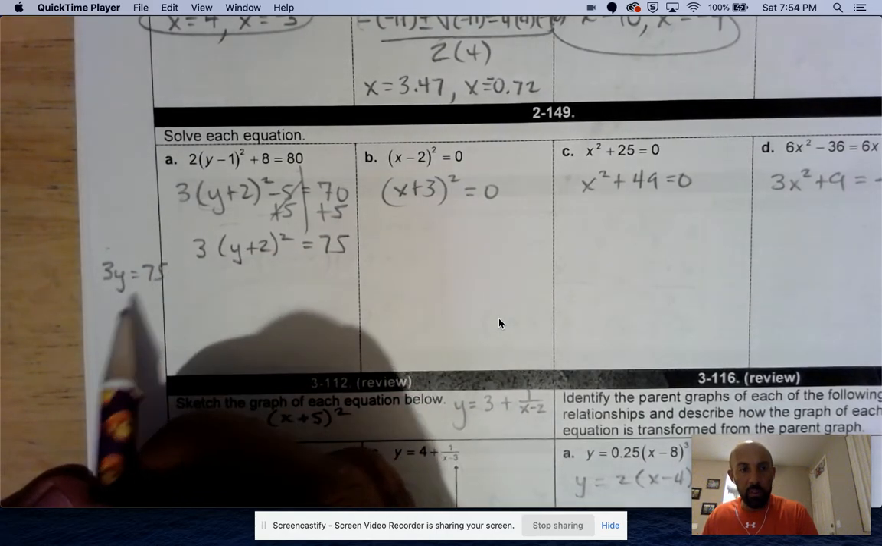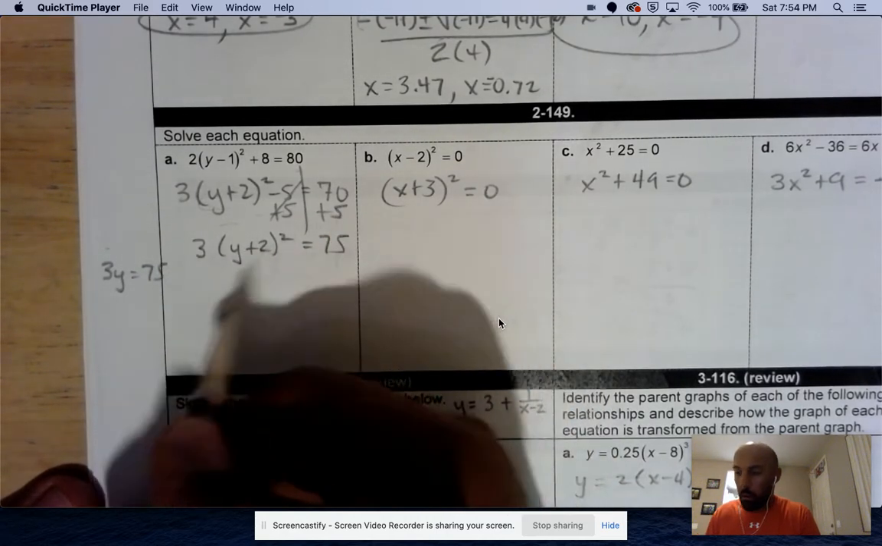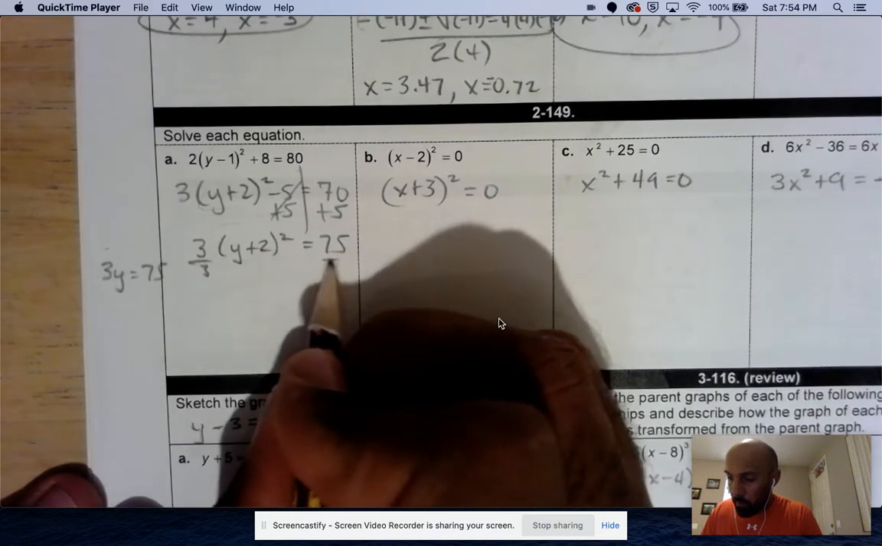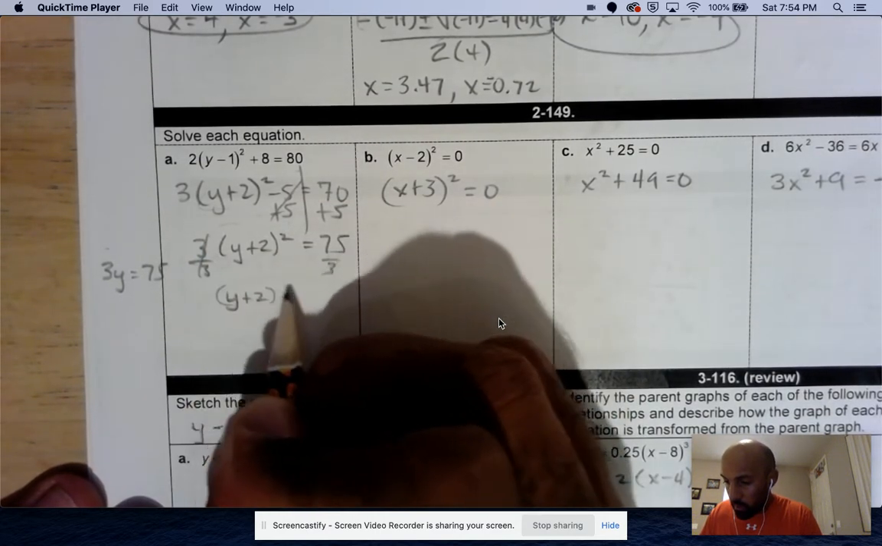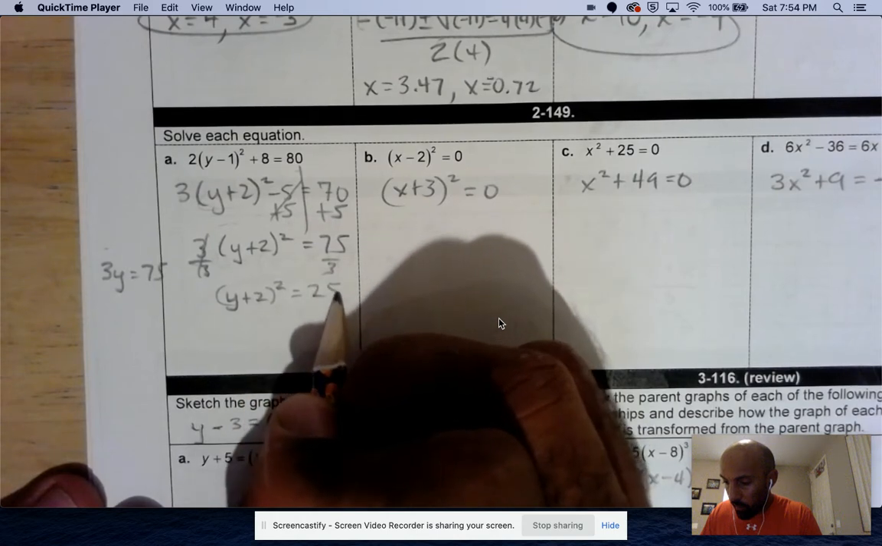Now, if this was like 3y equals 75, what would you do to solve that? You divide both sides by 3, right? So I can do the same thing here. Divide by 3, divide by 3, and then I get y plus 2 squared equals 25.